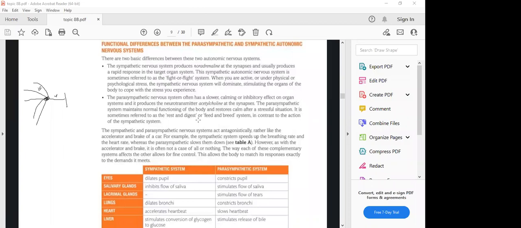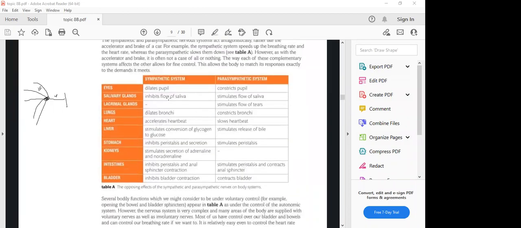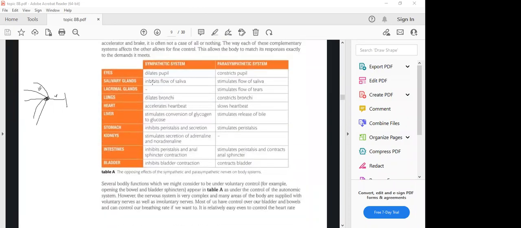Got it? What is the parasympathetic? Some examples are given over here. Sympathetic: dilates the pupil, inhibits the flow of saliva. Sir, are all of these involuntary actions? Both are involuntary, okay, so not in our control.